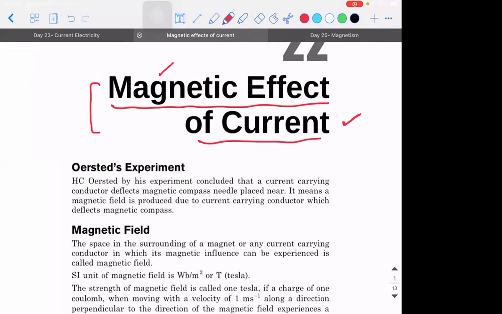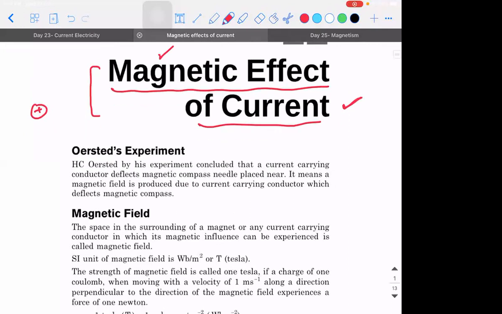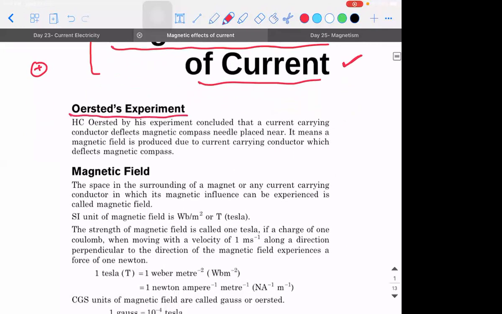For example, electrostatics speaks about when you have charges, around the charges you have electric field. Similarly, when you put these charges in motion, you have magnetic field around, right? So that was first observed by Oersted. So Oersted's experiment was the first to observe the magnetic effects of current.